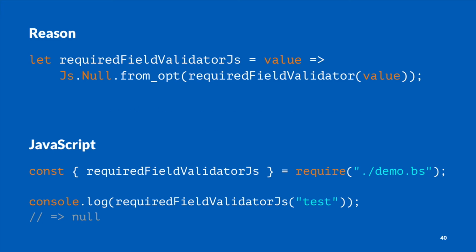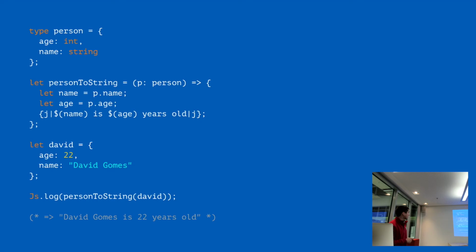Now let's look at another example. Let's say I create a record called person with an age and a name string. And then I create a function that converts a person record into a string. Remember that this is implicit return, so this thing here is just what I'm returning. The string is just "name is age years old", and I'm showing you an example here of how I would call that function.